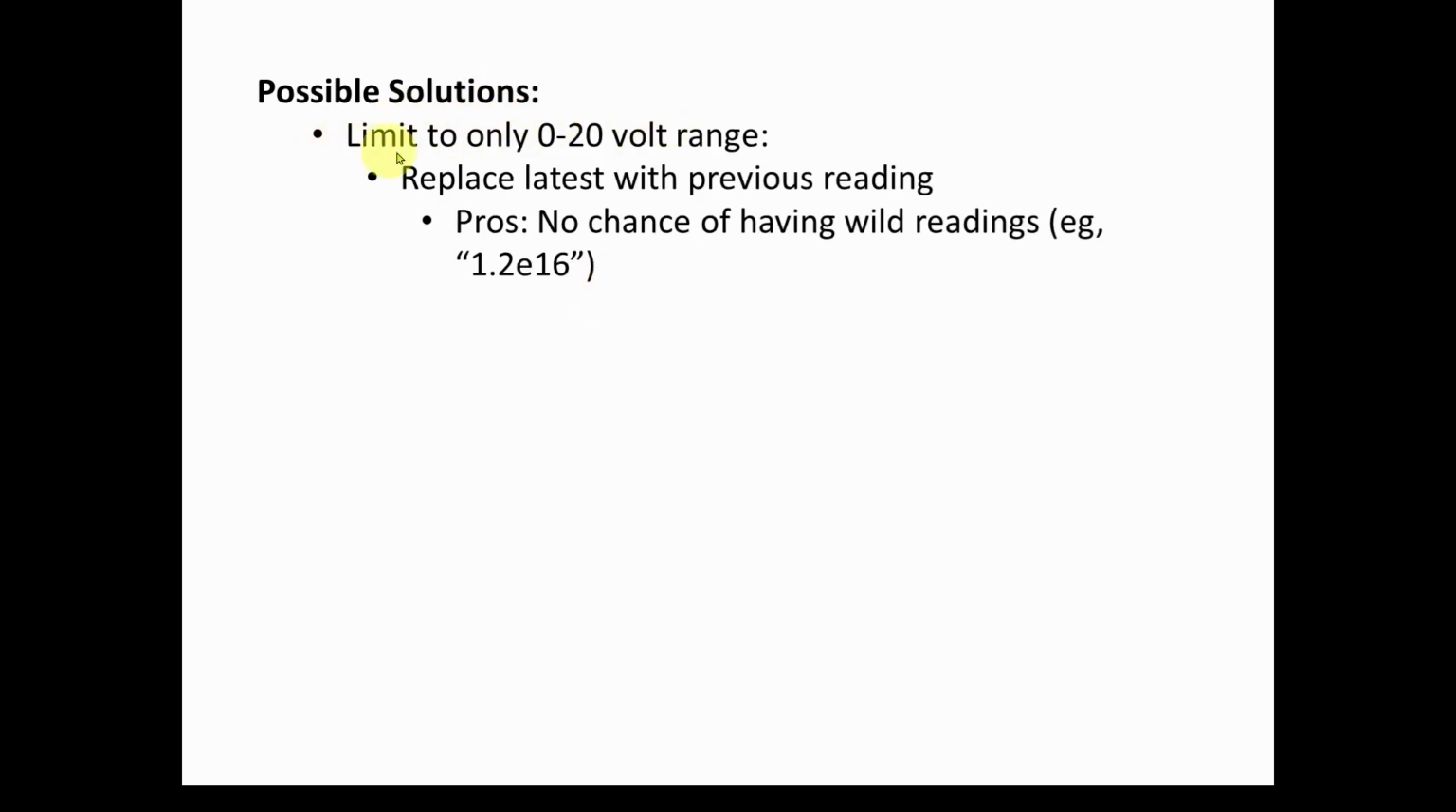So, some possible solutions. In our solution, we can limit to only a 0 to 20 volt range and replace the latest reading with a previous reading. For example, if my first reading is 2.1 and the second reading is 3,526, you know the 3,526 is bad, so you can say, well, I'll just replace that with 2.1, the previous reading, and move on. Since you don't have a good reading, you've got to come up with something, so you can just use the previous. That does keep you from having wild readings like 1.2 times 10 to the 16th or whatever. Is it ideal? Maybe, maybe not, but it's one option.